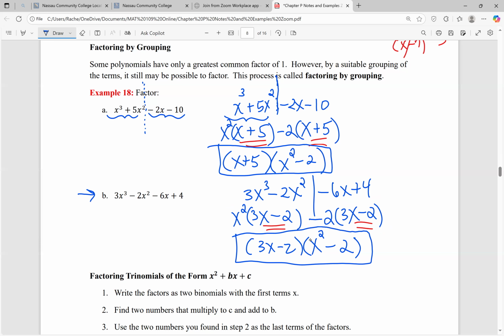So that's how we factor by grouping. We are going to have more examples later on where we have to factor by grouping. So we'll still do some more practice when we get to those.